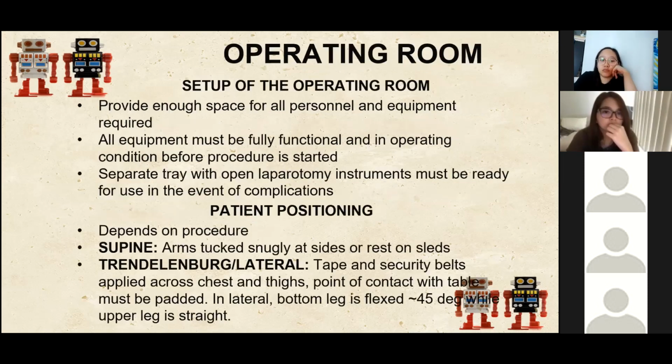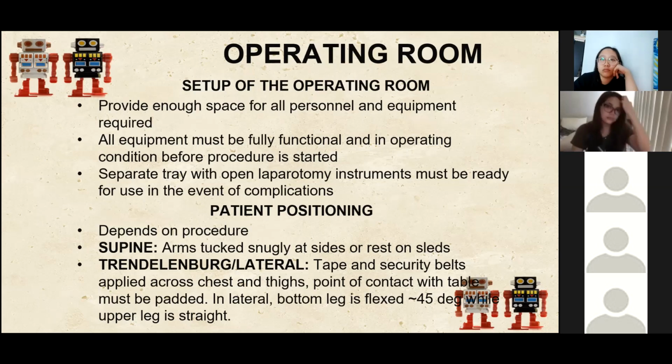Next, please. So in your operating room, the setup must provide enough space for all personnel and equipment required. All equipment must be fully functional and in operating condition before the procedure is started. And a separate tray with open laparotomy instruments must be ready for use in the event of complications.